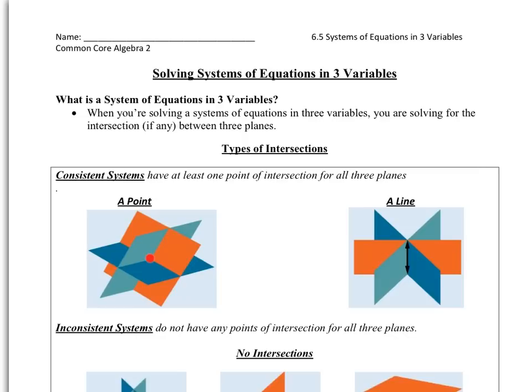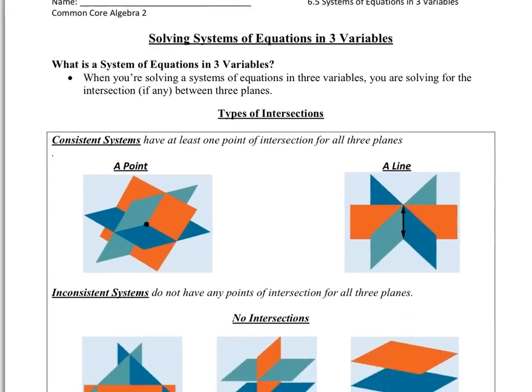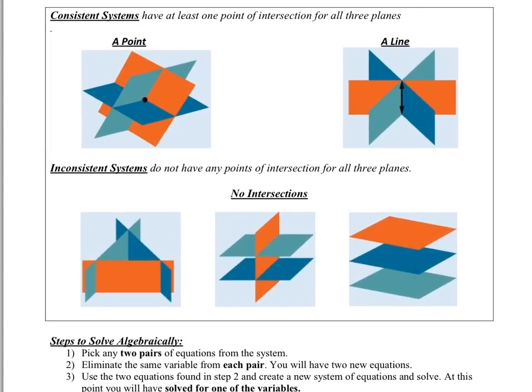So just like we talked about with lines, this is a consistent system because it has one point of intersection. But now if you look at these three planes again, they're intersecting at a line. This line is their point of intersection. Okay? And then if we look down here, these are inconsistent systems.